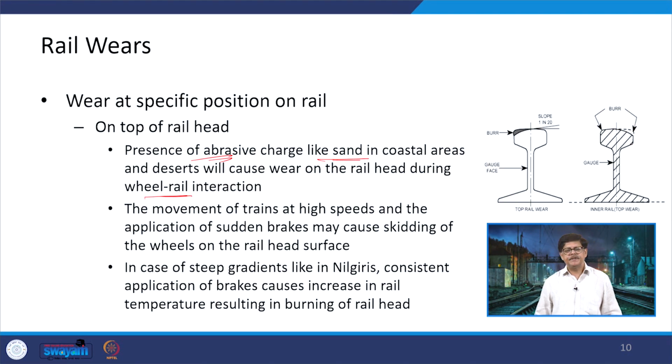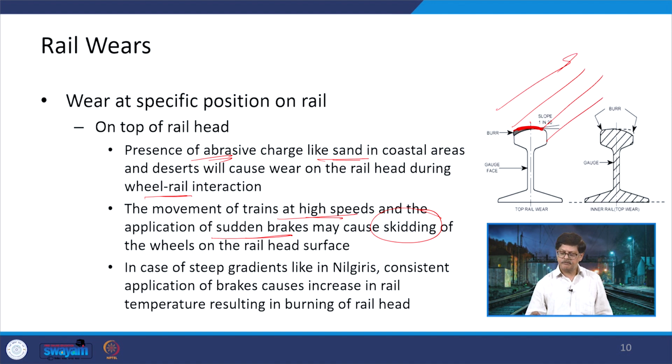The movement of trains at high speed and the application of sudden brakes may cause skidding of the wheels on the railhead surface. When this skidding happens, there is a continuous rubbing action on the surface of the railhead. The train is continuously moving in this direction, so it is a longitudinal direction. You will find that the rubbing action is continuously going on at the top of the railhead.